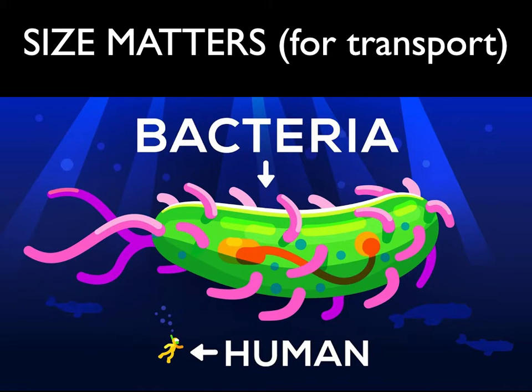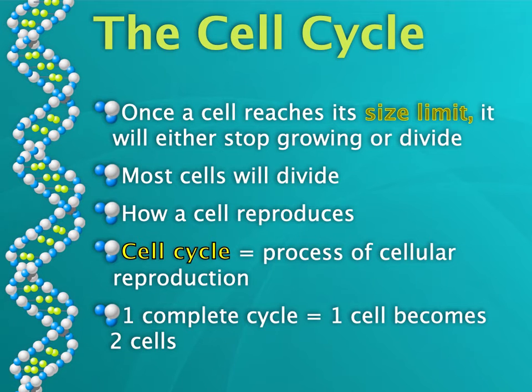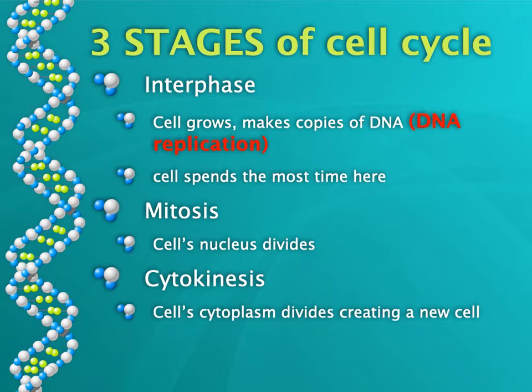And here is a great video that demonstrates that, that you'll watch some other time. Once a cell reaches its size limit, again, it's going to stop growing or it's going to divide. Most cells will choose to divide, and that is how a cell reproduces, and we call that the cell cycle. One complete cycle gives us one cell that becomes two cells.